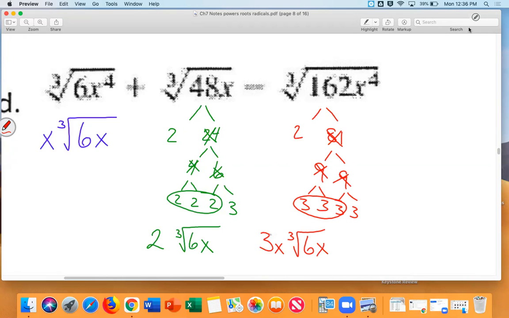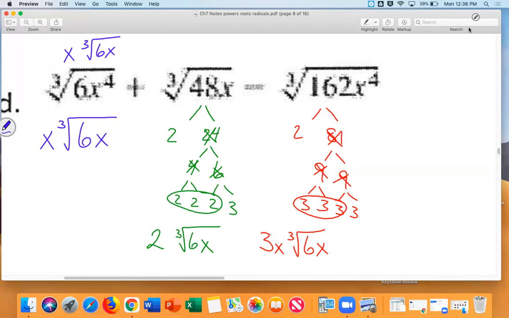So now this looks great because I have x times the cube root of 6x. And then I have a 2 cube root of 6x and a 3x cube root of 6x. That looks good, right? So let's go ahead and do the problem. So we have x cube root of 6x.